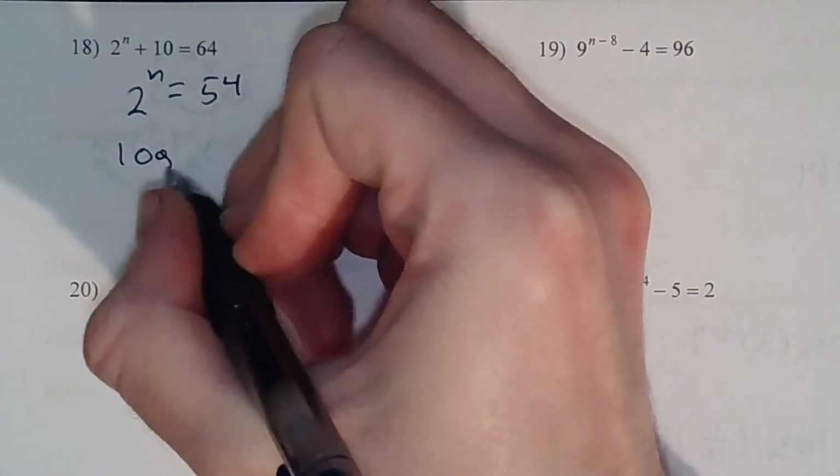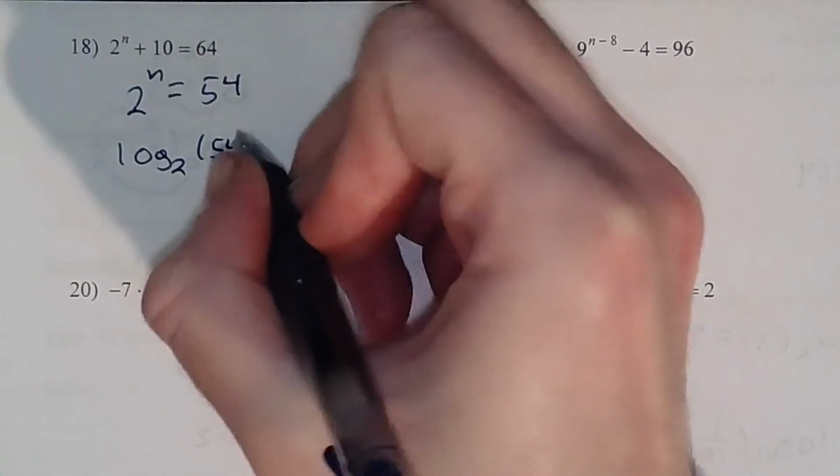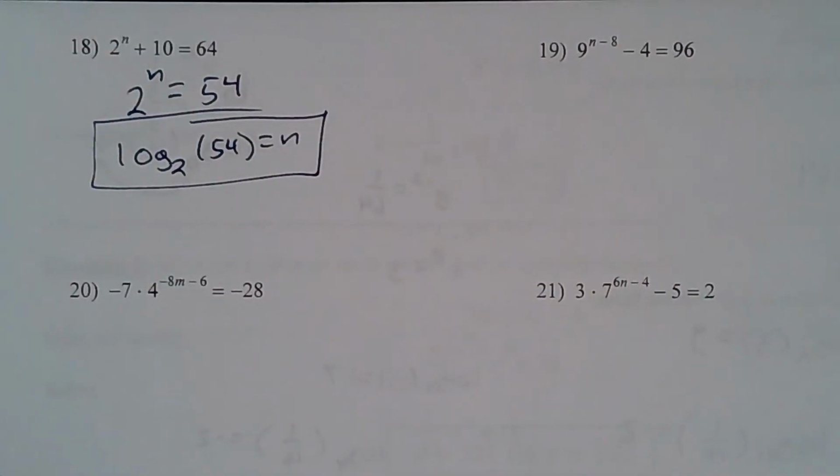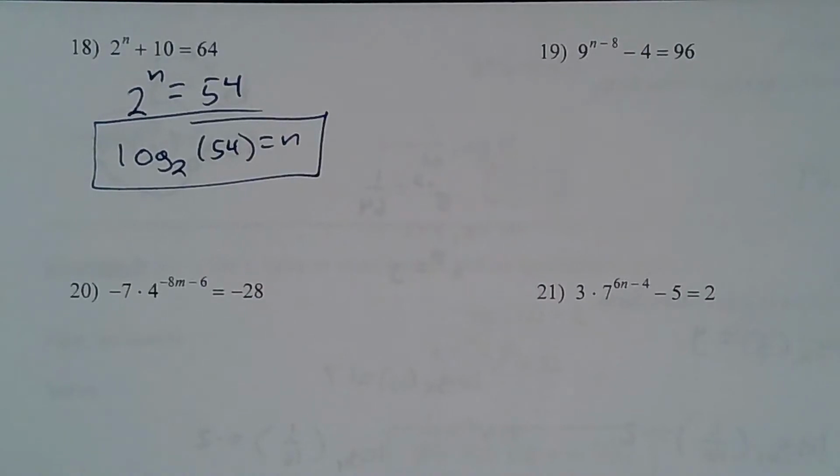Oh well, whatever. Then we're going to go ahead and write log base 2 of 54 equals n, and that's it. Again, use that calculator when needed. If you plug it into your calculator, you will get an answer between 5 and 6, 5 point something. I don't know.